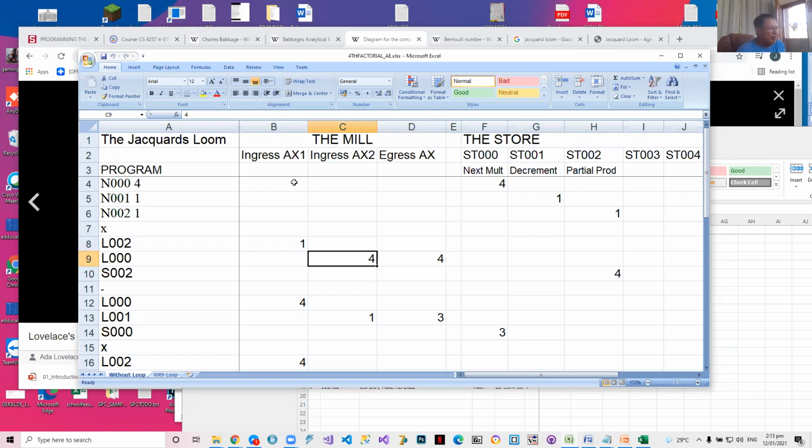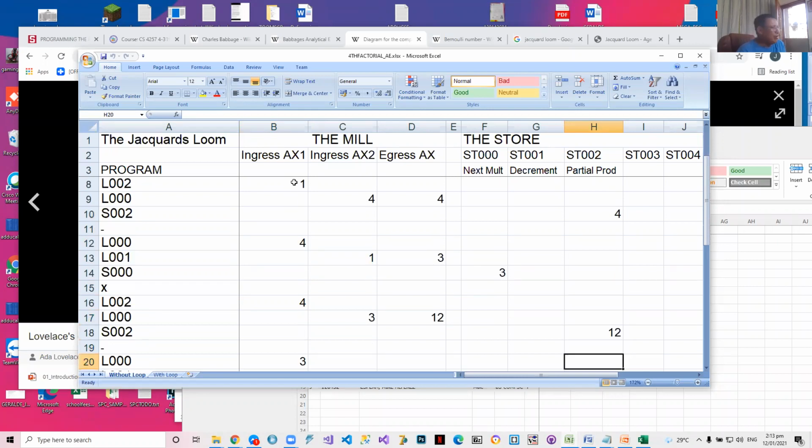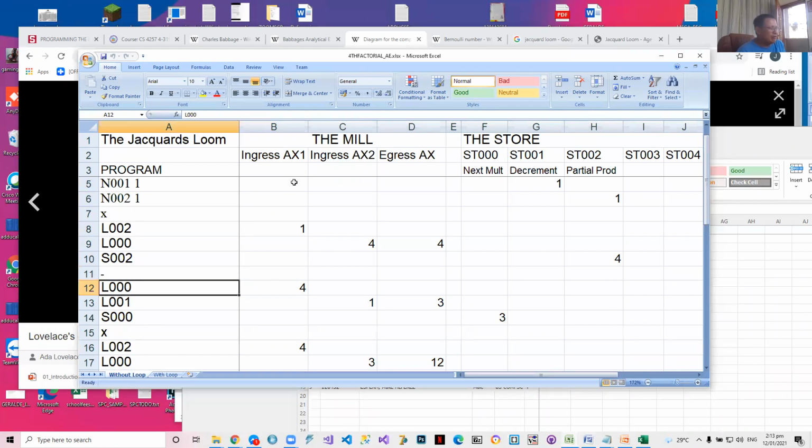Okay. Why is this 4? Because it's 4 times 1. And we'll say S002, the egress axis, which is 4, is stored in variable 2. Okay? So this becomes 4. So you see the program now? And then we minus. We minus because the next partial product, the next multiplier, is 3. Okay? So we minus. First, we load L00.